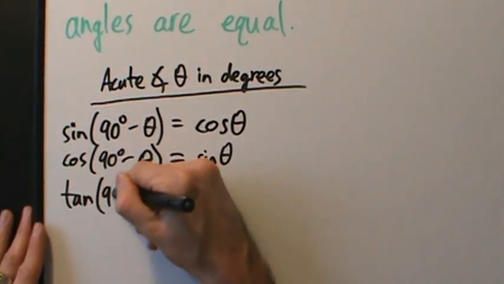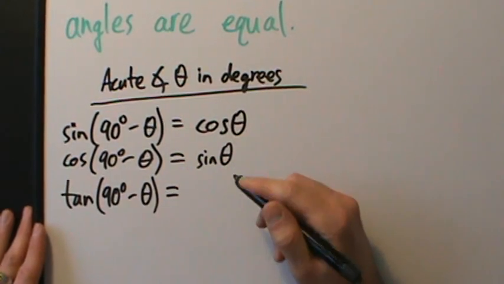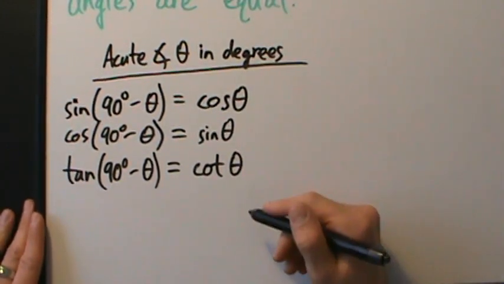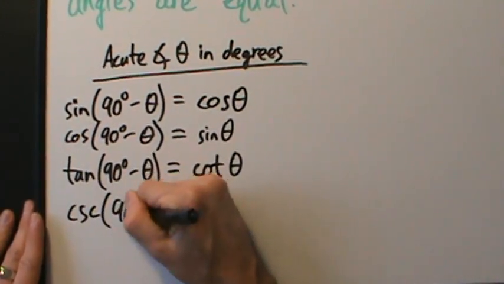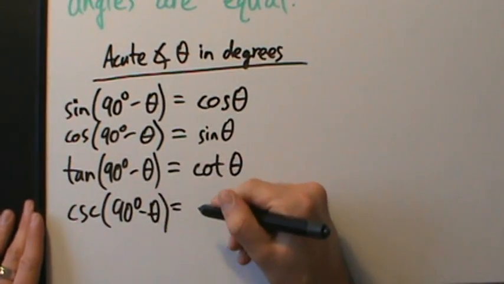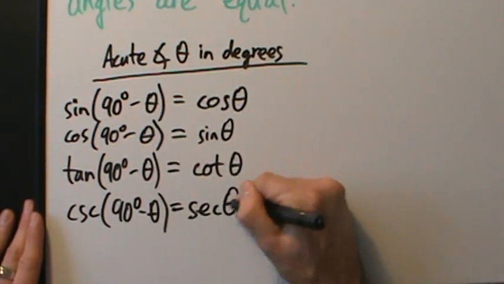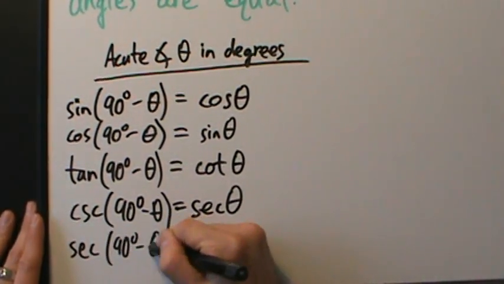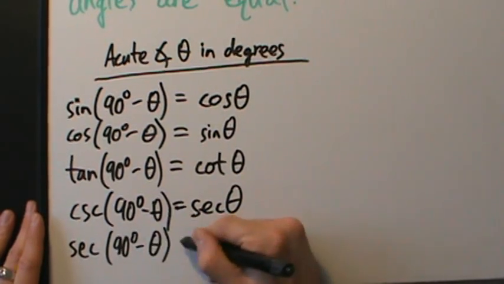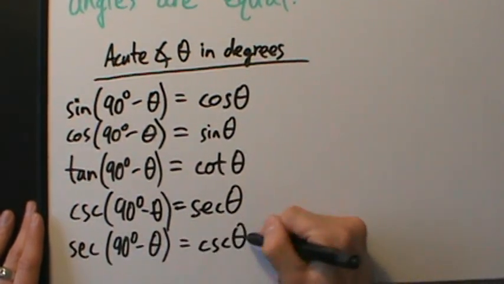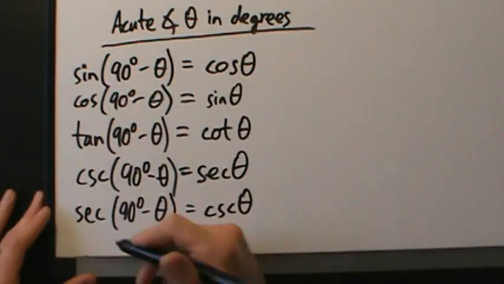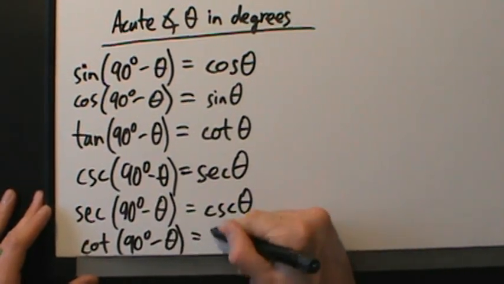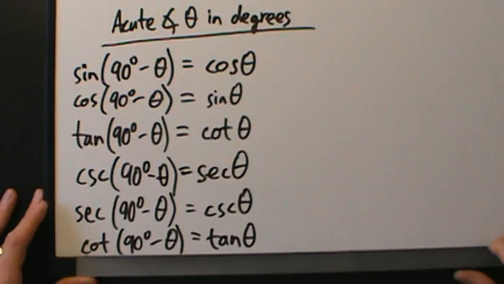Four more here. Tangent of 90 degrees minus theta equals cotangent of theta. And cosecant of 90 degrees minus theta equals secant of theta. And similarly, secant of 90 degrees minus theta equals cosecant of theta. And then finally, cotangent of 90 degrees minus theta equals tangent of theta.